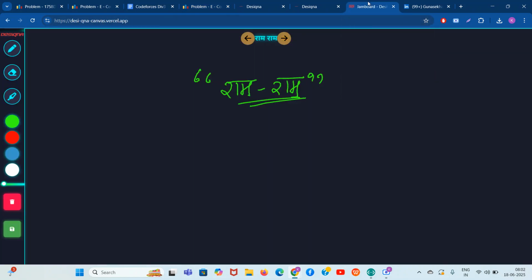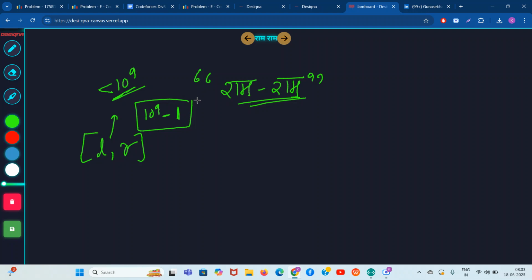What they're trying to tell you is that L and R, two big integers, are given to you. They will be strictly less than 10 raised to 9, so they can be as large as 10 raised to 9 minus 1. It can easily be in the order of 10 raised to 8. So 9 digits can be there in L as well as R.